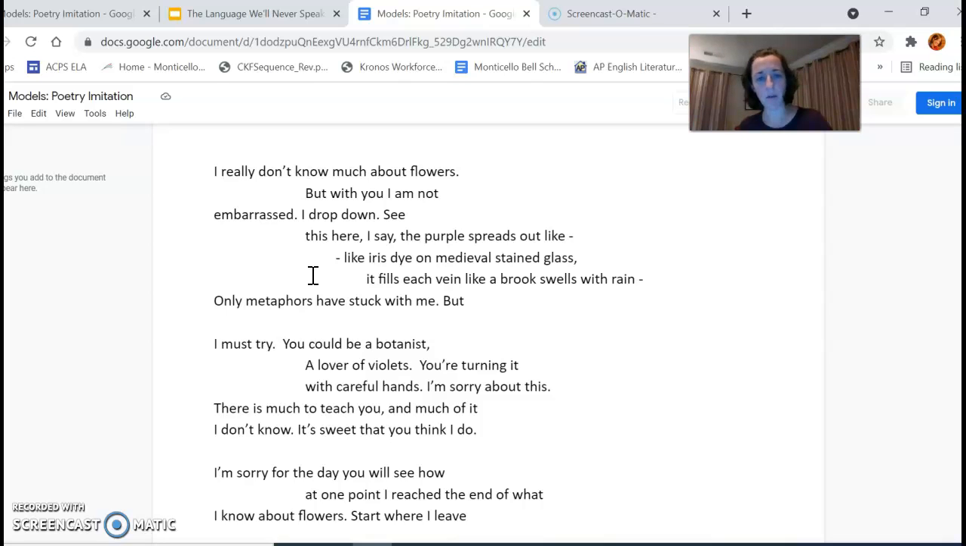I really don't know much about flowers, but with you, I am not embarrassed. I drop down. See this here, I say. The purple spreads out like iris dye on medieval stained glass. It fills each vein like a brook swells with rain. Only metaphors have stuck with me. But I must try. You could be a botanist, a lover of violets. You're turning it with careful hands.